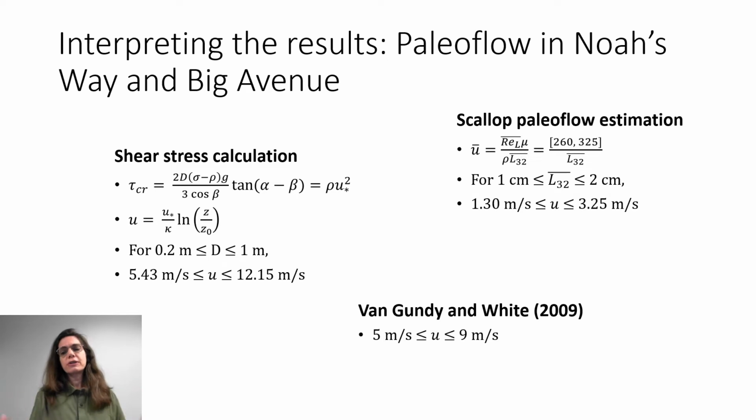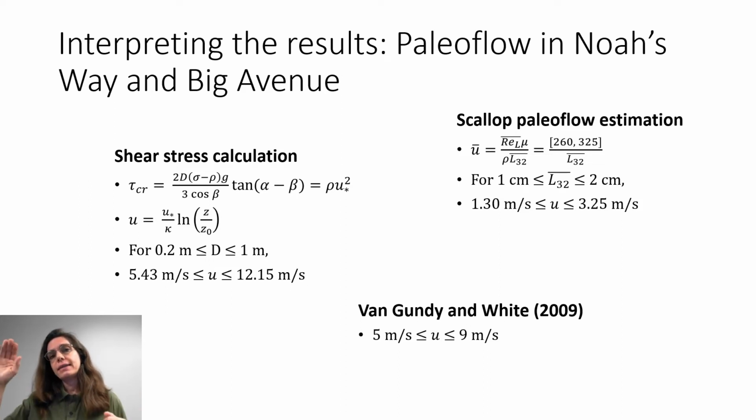Trying to reconstruct the picture of what things were like when this was deposited, we wanted to look at the paleoflow possibilities in Noah's Way and Big Avenue. So we used two different approaches here. We used a shear stress calculation to predict what kind of flow velocities would be needed if the larger grain sizes in this pile, so these are grains going from 0.2 to 1 meters, were entrained in a bed load flow. What would be the velocity needed for that incipient motion? And that comes out to be about 5 to 12 meters per second.